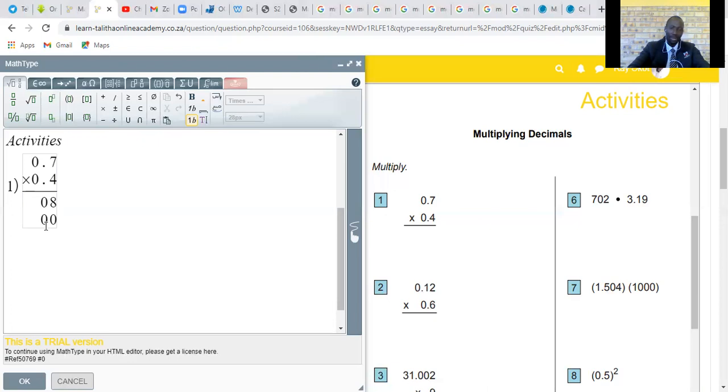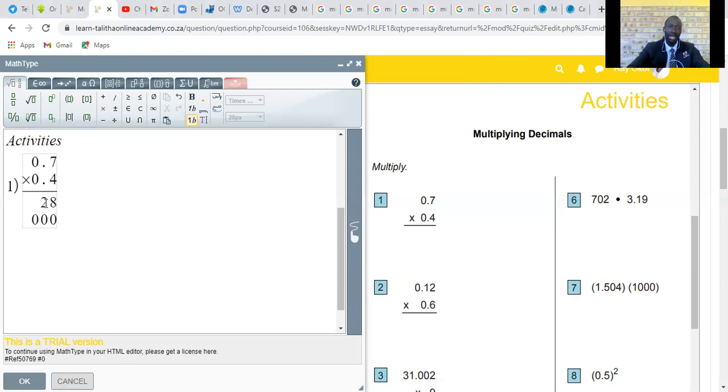The other thing is, we are now supposed to multiply 0 by 0. When we multiply 0 by 0, we get 0. So once again, in multiplying 0.7 by 0.4, we multiply 4 by 7 and we get 28. Now we write 8, then we carry forward 2. When we multiply 4 by 0, we get 0, and we add on to it the 2. So we put it there.